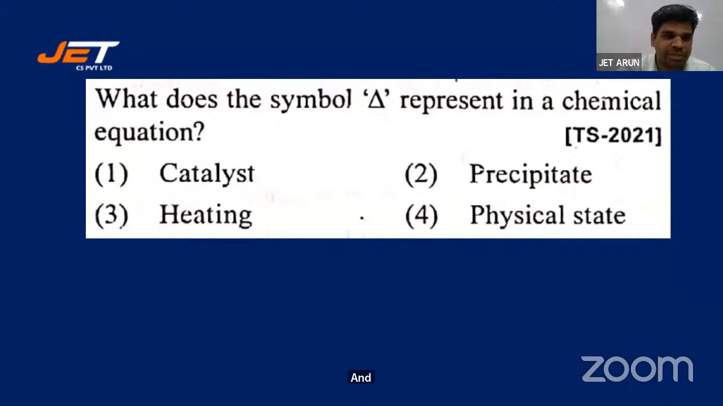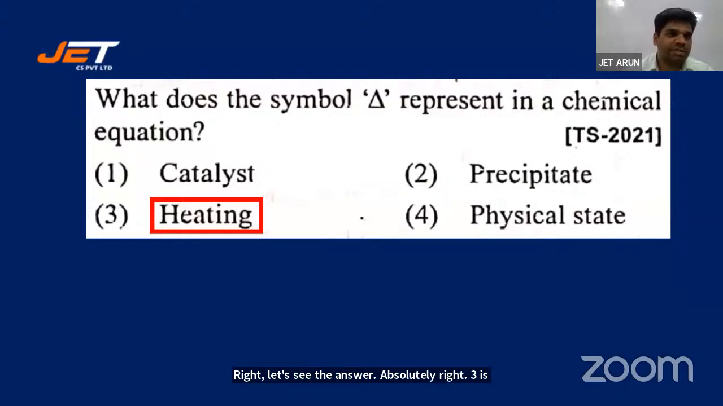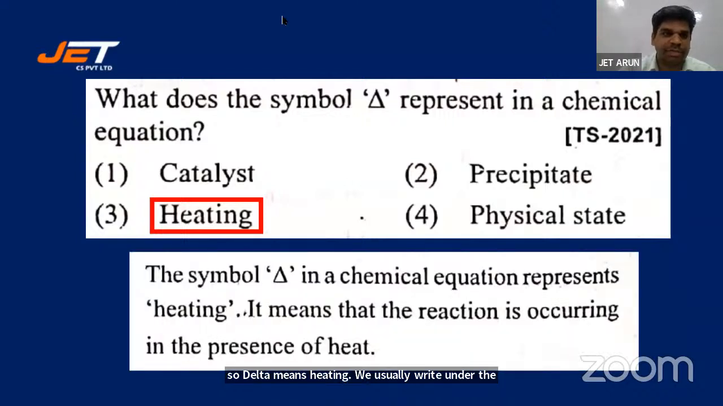Right. Let's see the answer, students. Absolutely right. 3 is absolutely right, students. One of you have answered 1. So please check. It's 3. All right. So delta means heating. We usually write under the arrow. Okay. Here is the statement. The symbol delta in the chemical equation represents heating. It means that the reaction is occurring in the presence of heat.